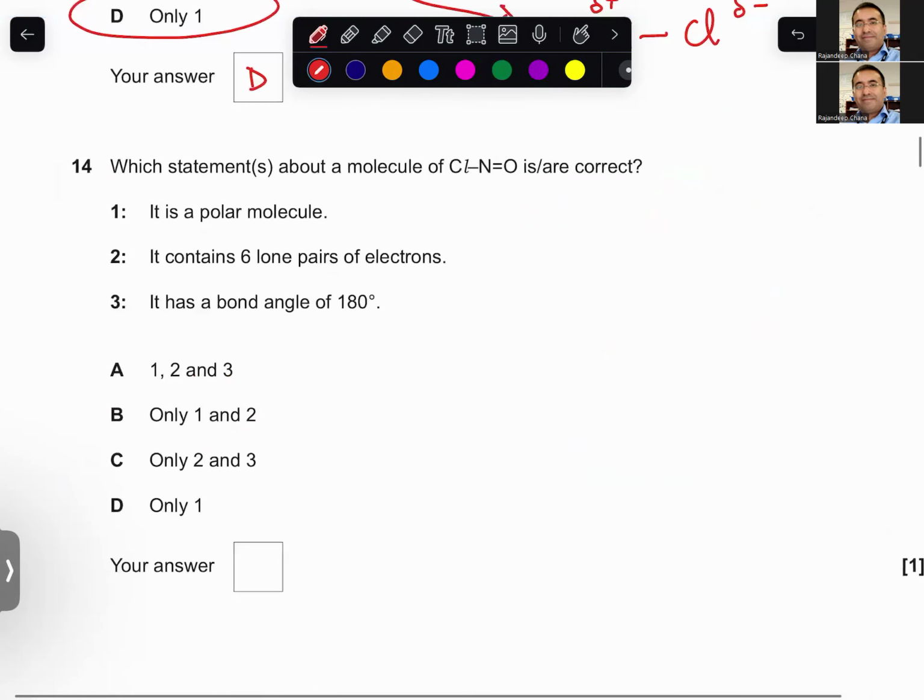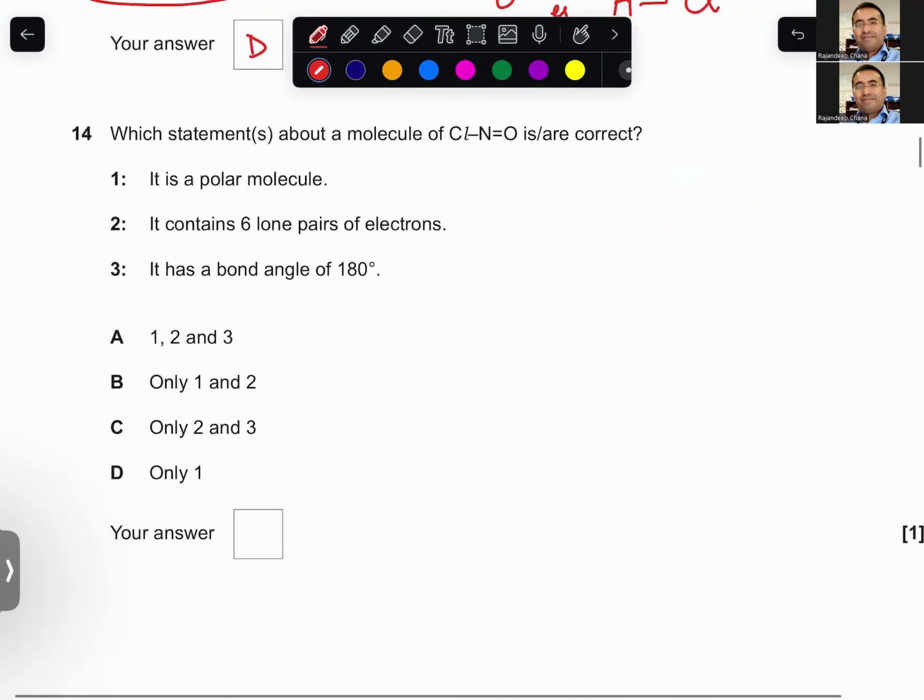Next question. Which statement about the molecule is correct? You see, nitrogen forms a double bond with oxygen and a single bond with chlorine. Why have I drawn it like this? Because you've got a lone pair there. It is a polar molecule. Yes, because chlorine is more electronegative than nitrogen.